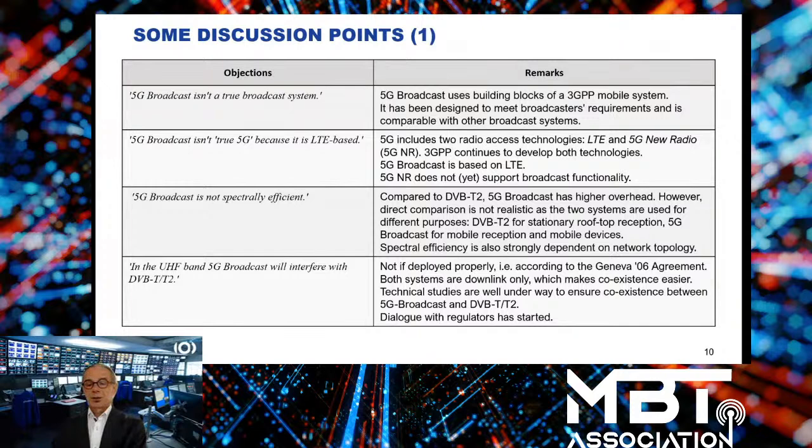5G broadcast is not meant for stationary reception, or not primarily. It's meant to actually serve mobile reception in mobile devices. And the other thing is that spectral efficiency strongly depends on network topology. If you have a very dense network, you can achieve very high spectral efficiency. If you have a network with transmitters very far apart, then the spectral efficiency goes down. And it depends on the mobility situation and many other things. So we have to be careful there.